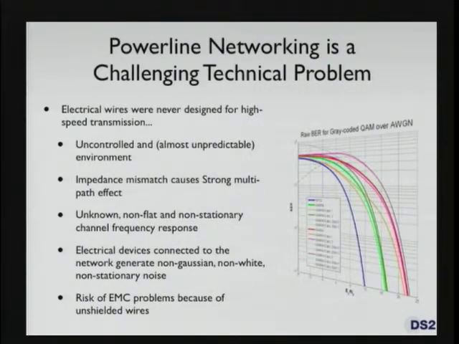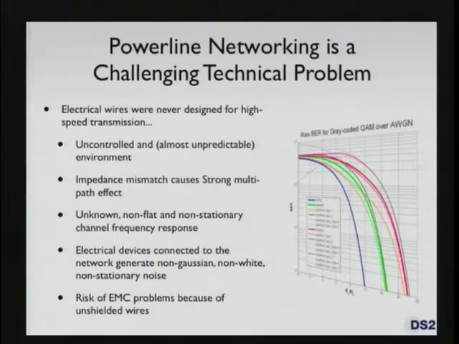There is a strong impedance mismatch in the line, which causes reflections, which causes multipath effect, where a receiver will receive multiple copies of the same signal at different times with different attenuations. This has the effect of producing a non-flat channel. So the channel frequency response is unknown, it's non-flat, and it's non-stationary. It will change with time. Depending on which devices are connected or disconnected, the frequency response will change with time. Also, you have electrical devices being connected to the network at random times that introduce noise, which is non-Gaussian, non-white, and not stationary. It's changing all the time.